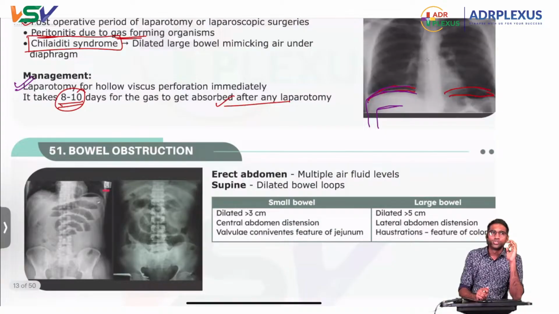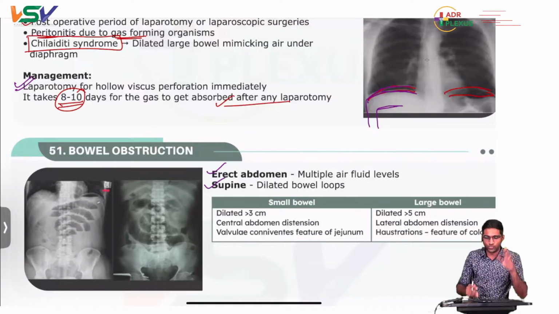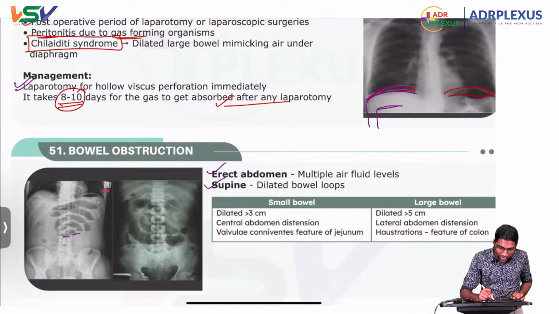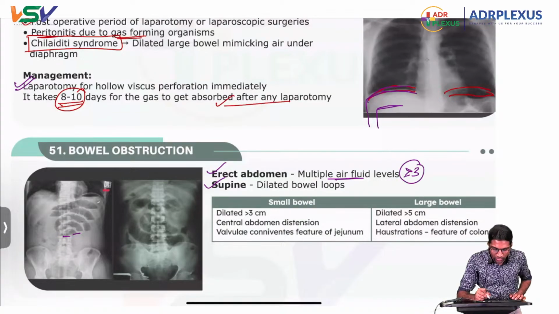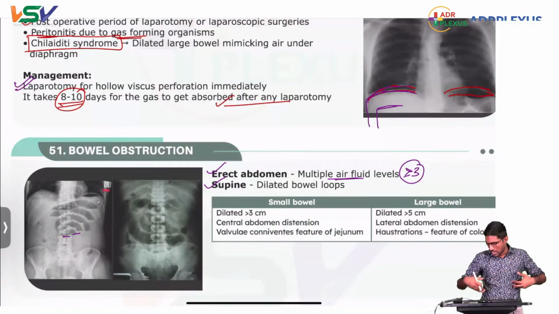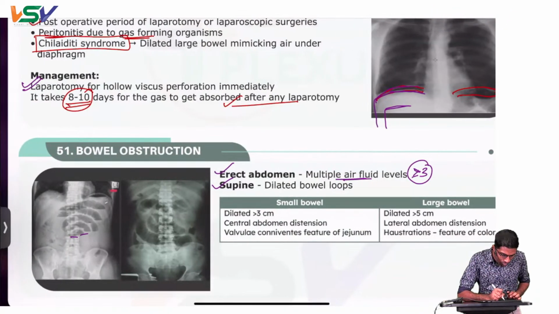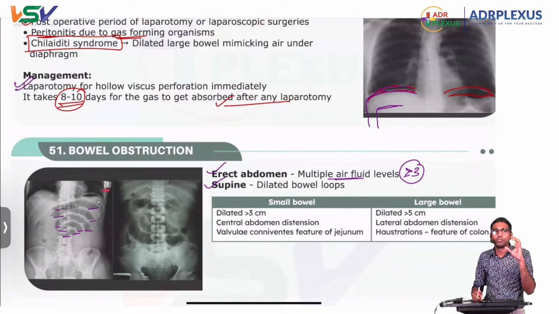Then bowel obstruction. In bowel obstruction, there are two views. One is erect abdomen, the other is supine abdomen. So lying down and erect also. In erect, you will be able to identify the multiple air fluid levels. The air fluid levels should be more than or equal to 3 to confirm it as a case of bowel obstruction. Normal air fluid levels are one in the fundal air shadow and the other in the ileocecal junction. These two should be present in all individuals, so you should not consider it as a case of obstruction. It should be more than 3. Here you can see 1, 2, 3, 4, 5, 6, 7, 8, 9, 10. So it is a case of bowel obstruction.